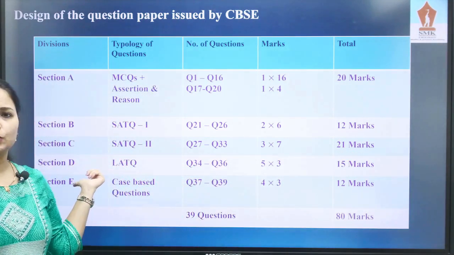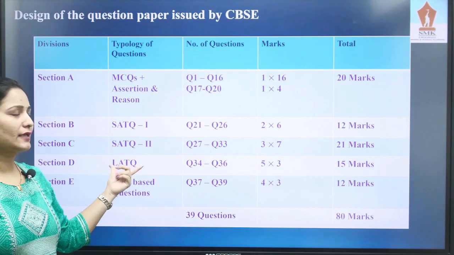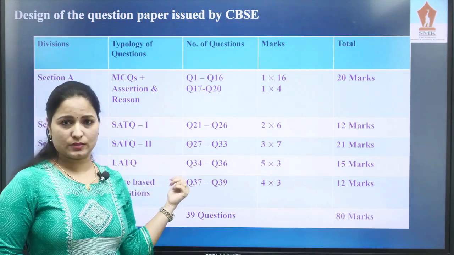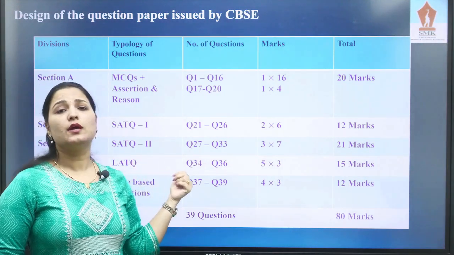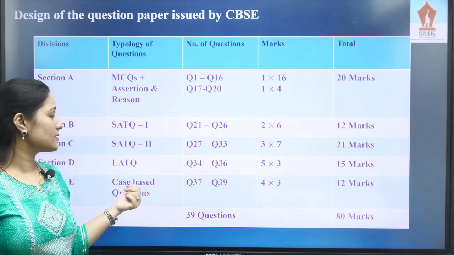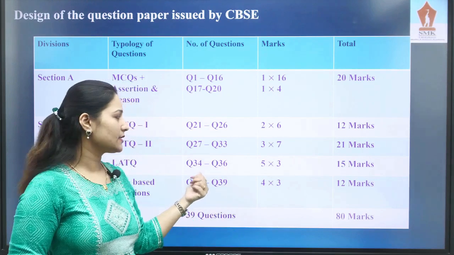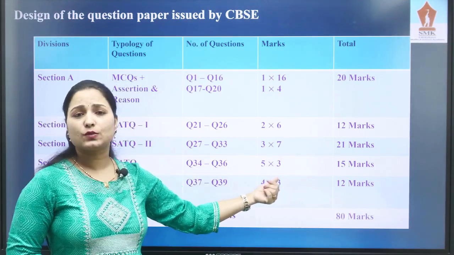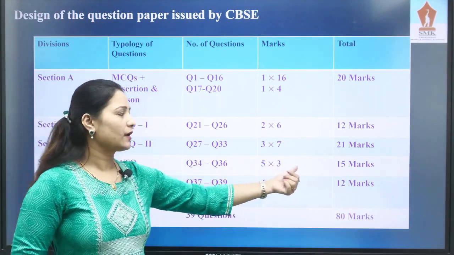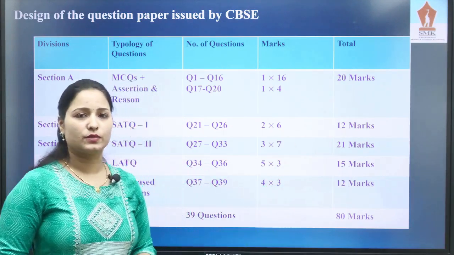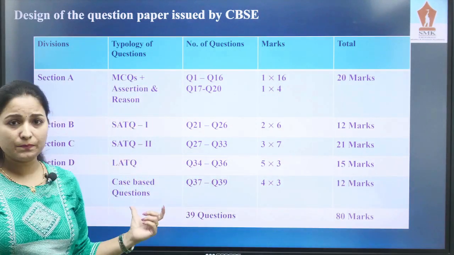Let's move on to Section D. Section D has long answer type questions. So students, here you have to write more descriptive answers. Question numbers 34, 35 and 36. It has only 3 questions. Each question carries 5 marks, and accordingly a 15 marks contribution will be there for Section D.